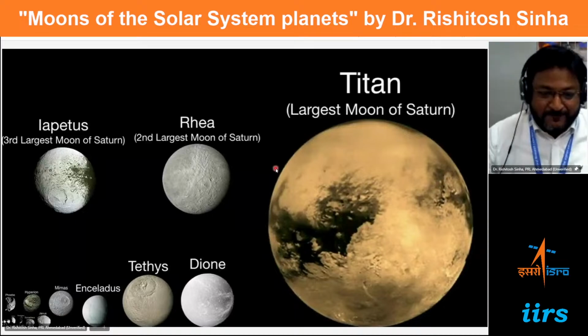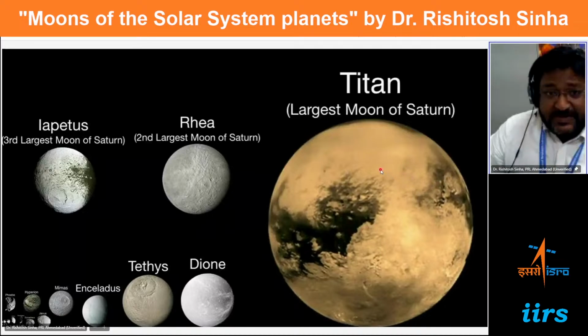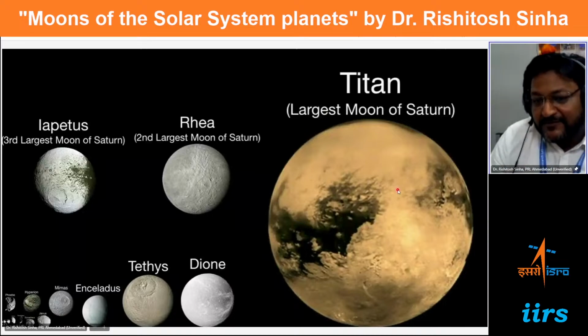Then coming to Saturn. What you see here is the example of Titan, compared with the other moons of Saturn. You see here, Titan is the largest moon of Saturn. And the moment I talk about Titan, I sort of get goosebumps, because Titan is one of those moons which have been explored by instruments made by mankind. I am sure you may know about the Cassini-Huygens probe that landed on Titan. So this is one of those moons which have been explored.